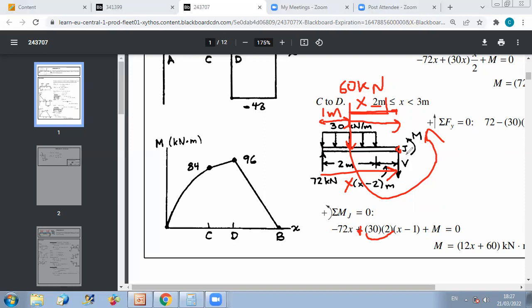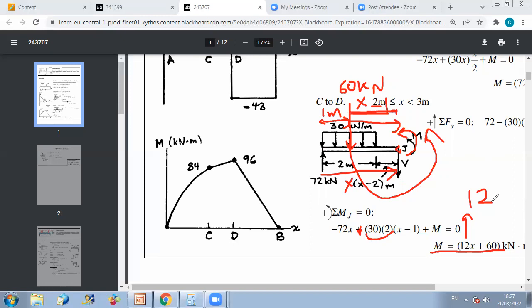And finally, don't forget, of course, the bending moment, which is here in the positive direction. So plus M equals 0. And then you get that M is equal to 12x plus 60. As usual, to verify, if you derive M, you will get V. If you derive this equation, you get 12. So this is V. So you can verify that the derivative of M is equal to V.